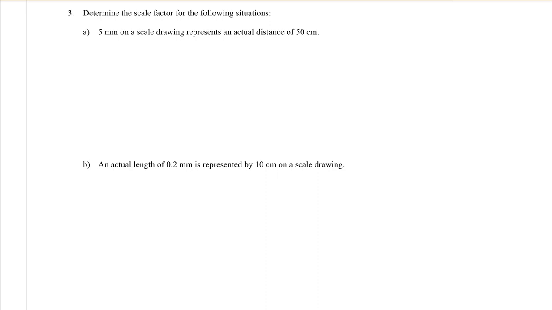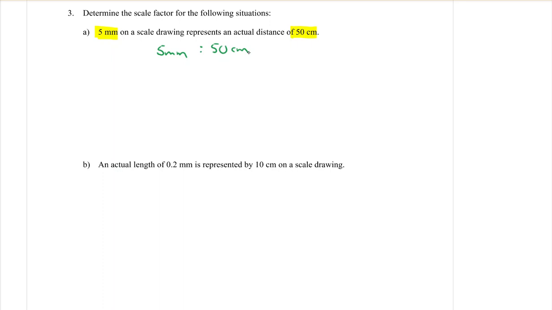Which number comes first? The map, or what do we call it? I called it the scale drawing. The drawing length or the actual length? The drawing length should always come first. So of the 2 numbers that I have here, I have 5 millimeters on a scale drawing represents 50 centimeters in real life. So my ratio is going to be 5 millimeters for my scale drawing to 50 centimeters in real life. But ratios should not have different units, and they should always be simplified.